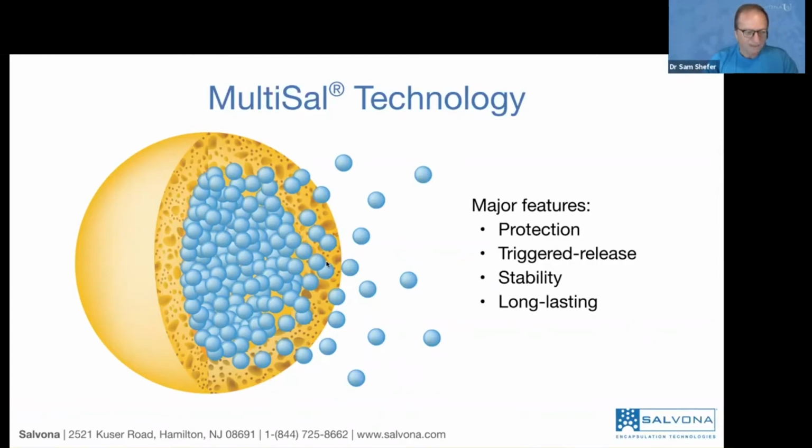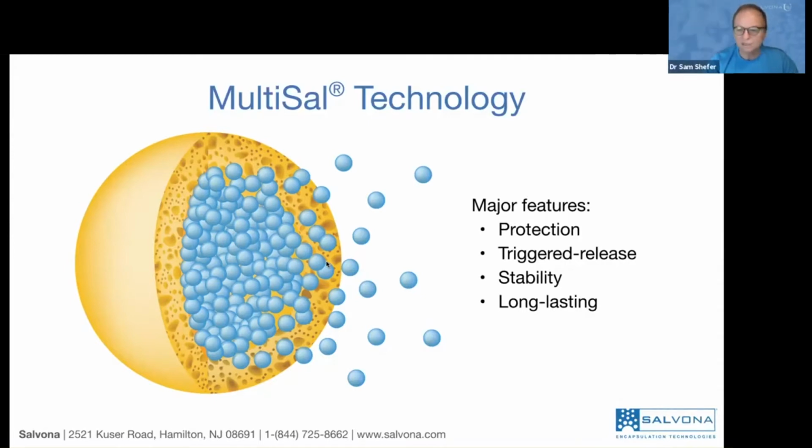Number two is the release. The release is based on a trigger. Something has to come and break the wall. We use typically water, so we say it's activated with your body moisture, but there could be other triggers that could activate the release. It could be heat, it could be other specific chemicals, it could be enzymes.